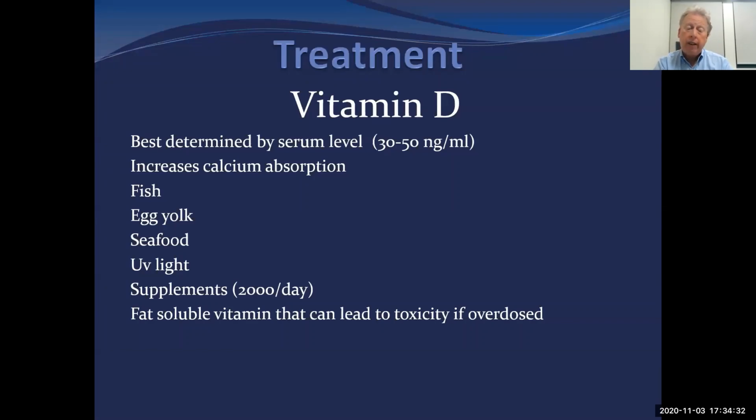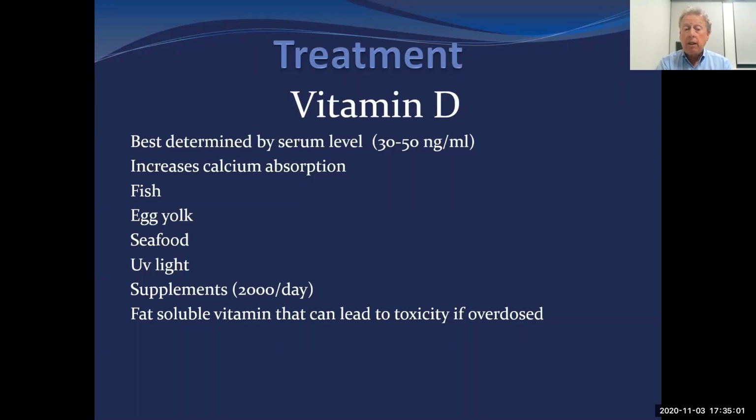I feel that a vitamin D serum level, which is a blood test, is really the only good way to know where you stand with vitamin D, the normal range being 30 to 50 nanograms per ml. That's the only real way to know if you are vitamin D deficient or not. Vitamin D increases your calcium absorption of things you eat. It also helps in making bones.